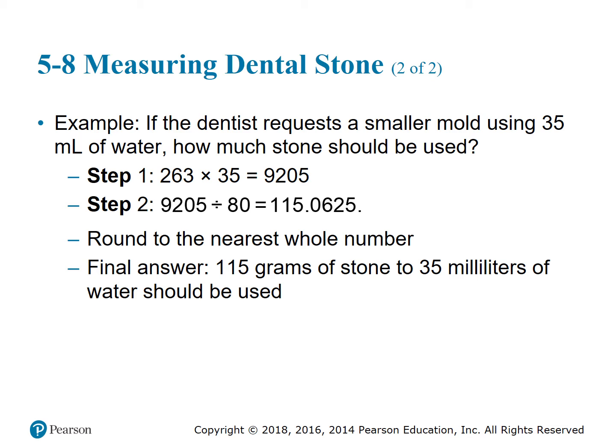And this is telling us to round to the whole number. So we look at the 5 here, and then we're going to look at the number to the right, and it is less than 5, so we would leave it at 115. So our proportion would be 263 grams per 80 mLs is equal to approximately 115 grams to 35 mLs. And if you would write that in for x and cross multiply, then you should get equal numbers on both sides of the equal sign.